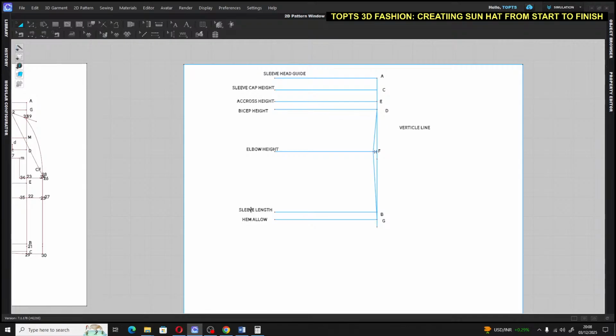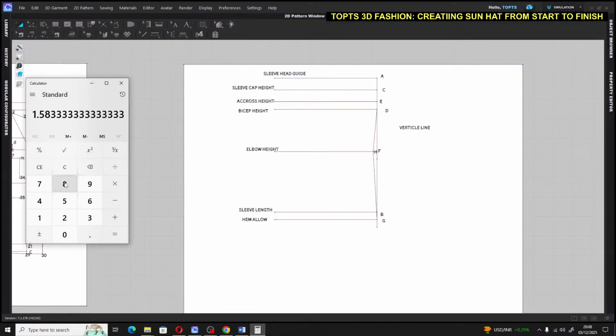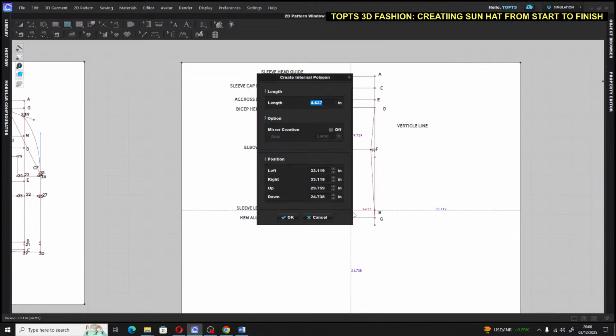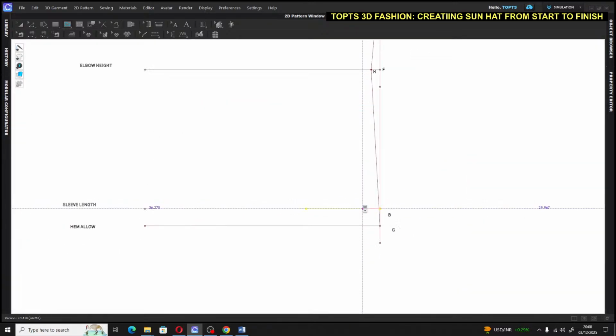So working on it, we are going to mark from B inwards chest measurement divided by 6. What is our chest measurement? Our chest measurement is 38. When we divide it by 6, it gives us 6.3. Now you come to your hem allowance or coat full length here. From this point, you mark inwards 6.3, and you get the point for our sleeve, which is this one. Then we label it point I.